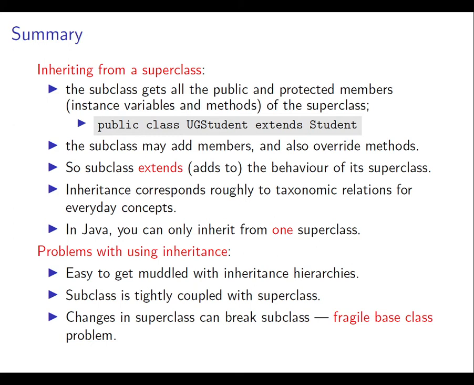And you can think about inheritance as corresponding to taxonomic relations for everyday concepts. That's the ISA idea. In Java, you can only inherit from one superclass. It is, however, easy to get modelled with inheritance hierarchies, and you have a very tight coupling between a subclass and its superclass, which is to say, the subclass is strongly dependent on the superclass. For example, if there's a change in the superclass, it can very easily break the subclass. And so you should only use inheritance when there's a strong reason to do so. And usually the strong reason to do so is that there is a definite ISA relationship in the domain, that it is sensible to model in this way.